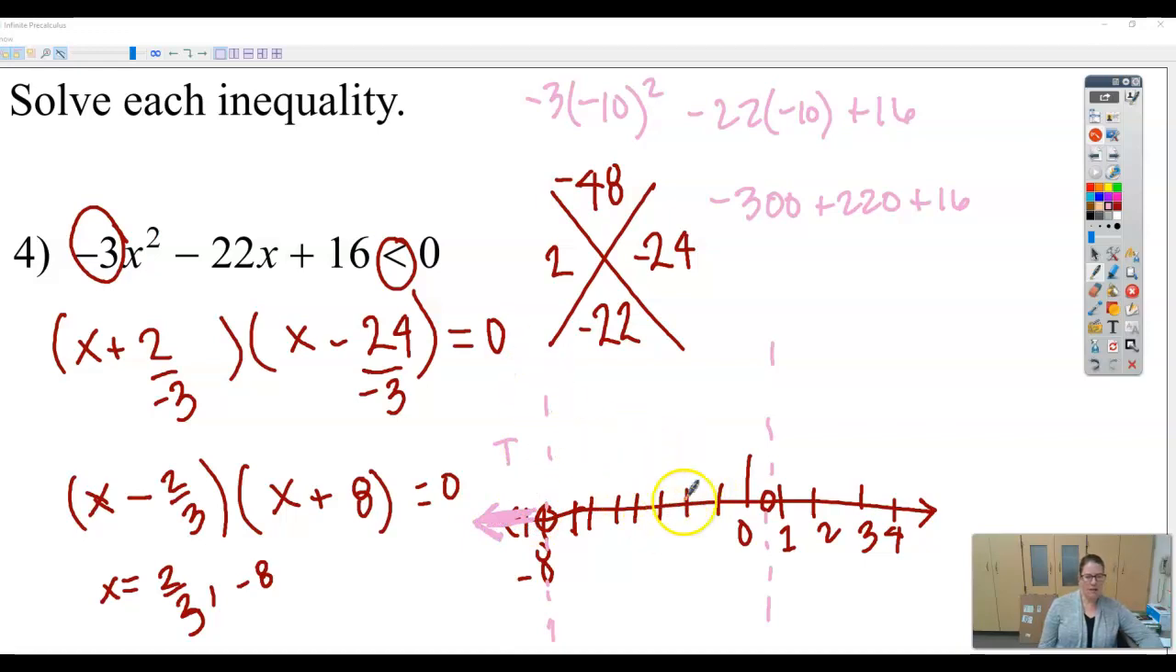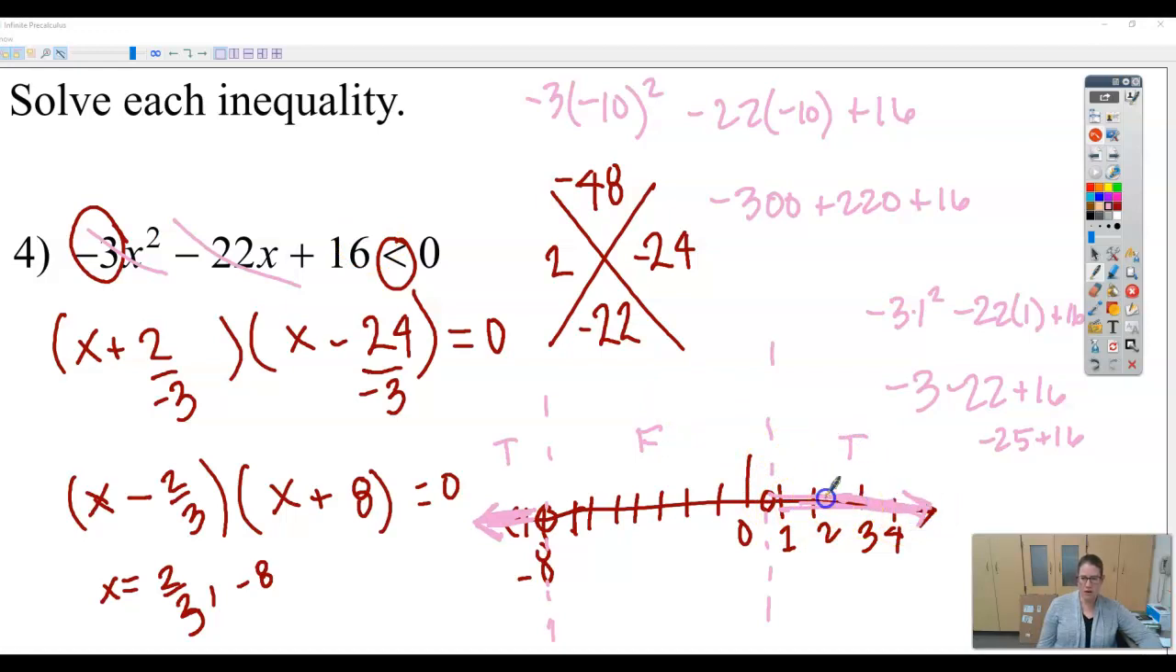Okay. This middle piece, I can choose anything between -8 and 2/3. I'm going to put 0 in, again, because it's easy. These two just go away, and I just have 16 is less than 0, which is false. So I won't shade the middle. And then I do anything that's bigger than 2/3. So let's just plug 1 in. So -3 times 1 squared minus 22 times 1 plus 16. 1 squared is 1. -3 times 1 is -3 minus 22 plus 16. So -25 plus 16, that's coming out negative. And negative is less than 0, so this is true.